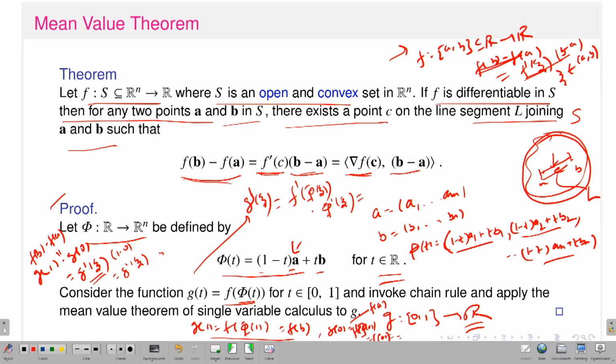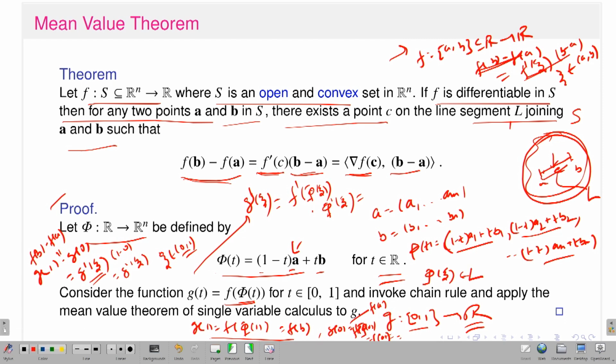Xi is a point in the open interval 0 to 1, right? Because I applied the mean value theorem for the function small g, and this is the interval 0 to 1. So xi is a point from the open interval 0 to 1. Once xi is from 0 to 1, phi of xi should be a point in the line segment joining a and b, which I have called L. So phi xi is a point in L.